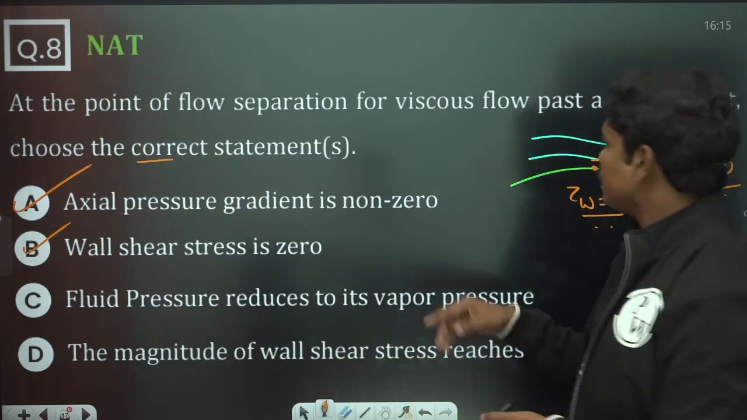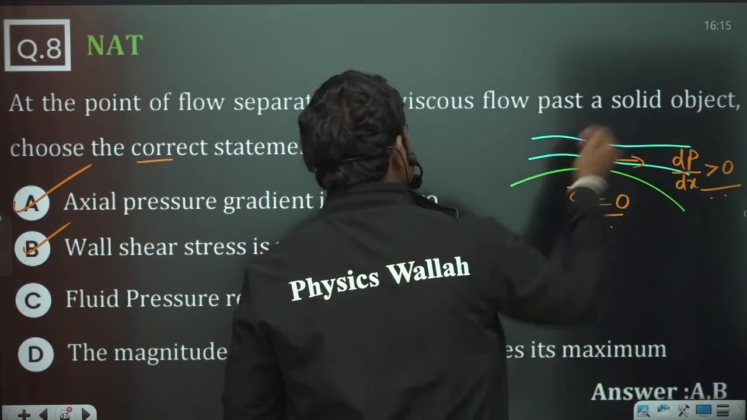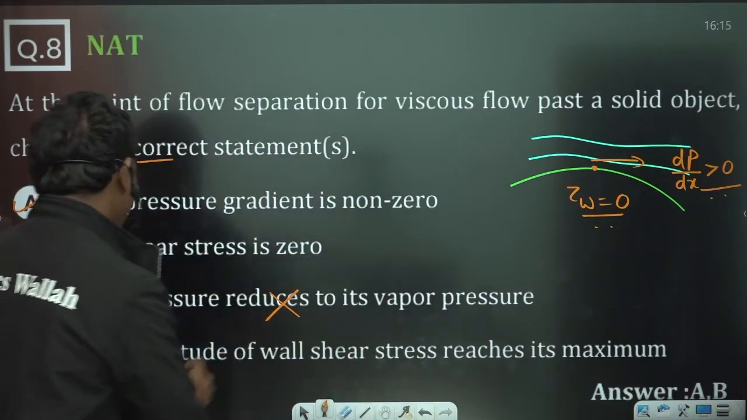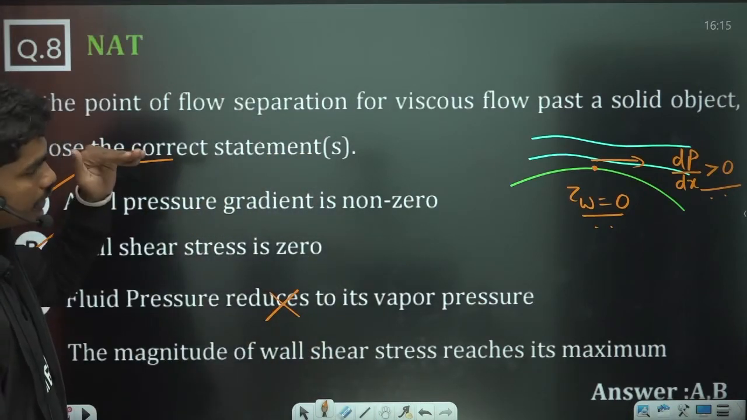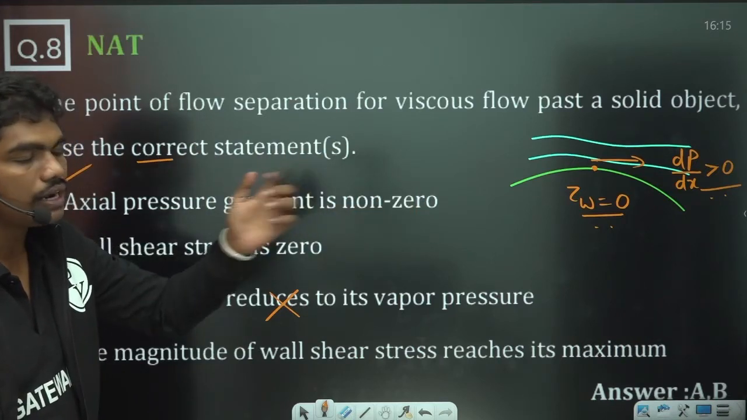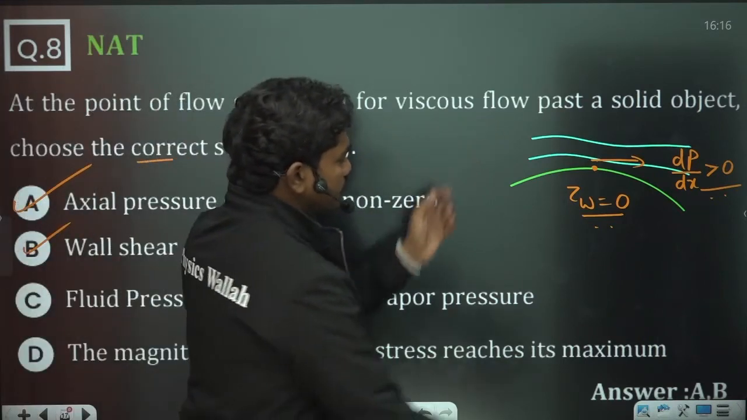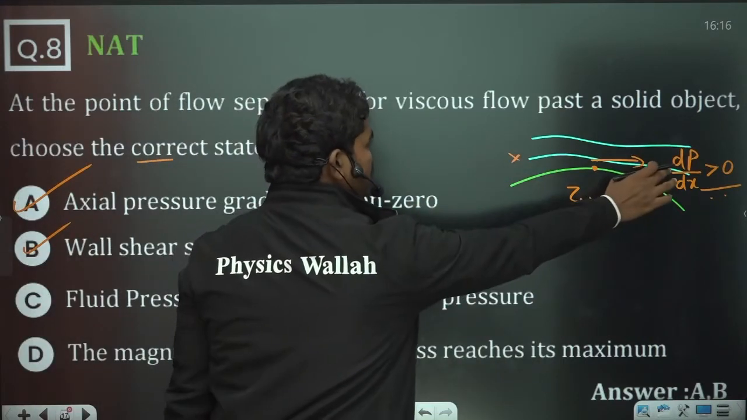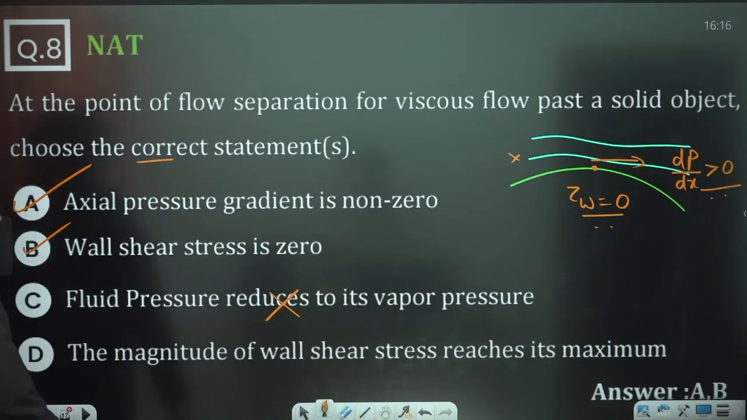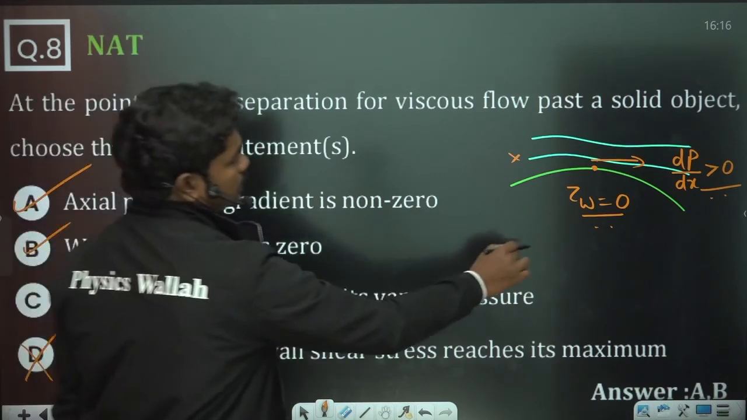Fluid pressure reduces to its vapor pressure. False, because as this x direction increases, pressure value actually increases from the existing value. It doesn't fall to the vapor pressure. So this statement is actually wrong because it's a positive pressure gradient. As the x coordinate is increasing, definitely the pressure values also will increase. Okay, so at this location the fluid has some pressure, but here the pressure will be more than this, not below the vapor pressure. Okay, the magnitude of wall shear stress reaches its maximum. False, because the wall shear stress is clearly 0.